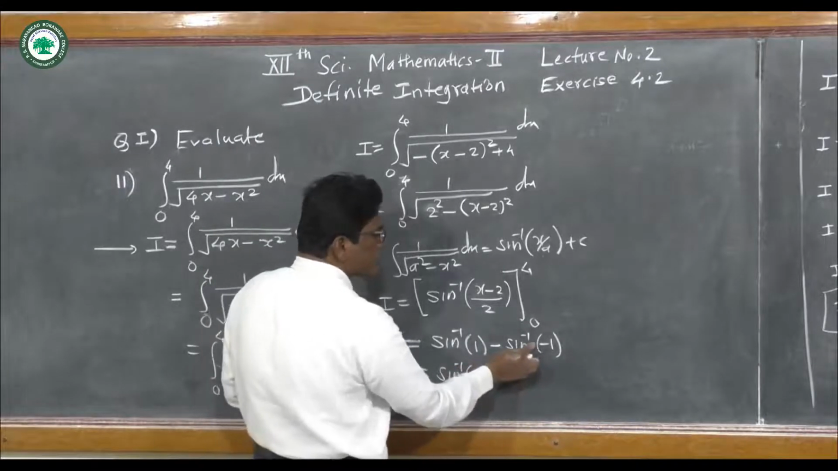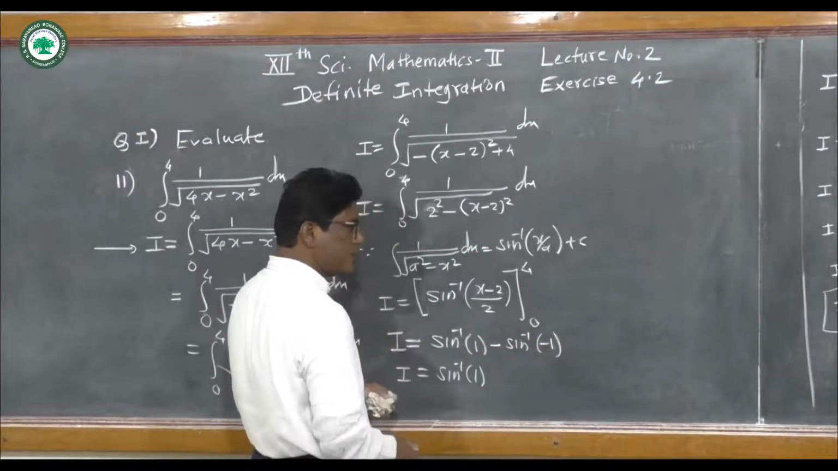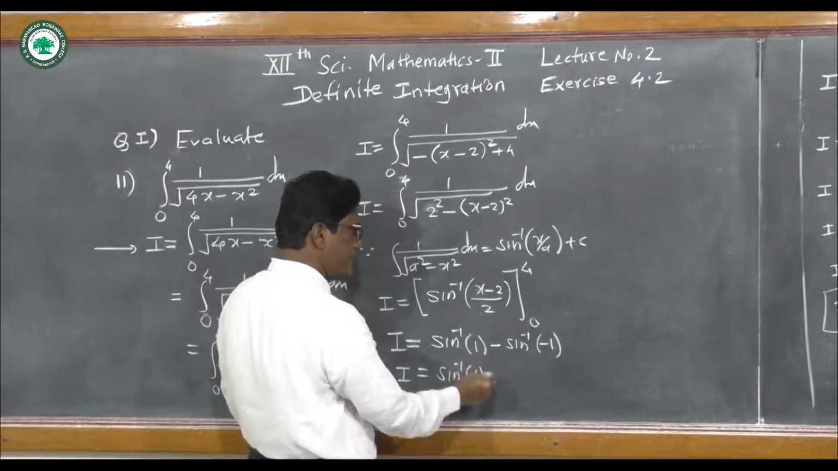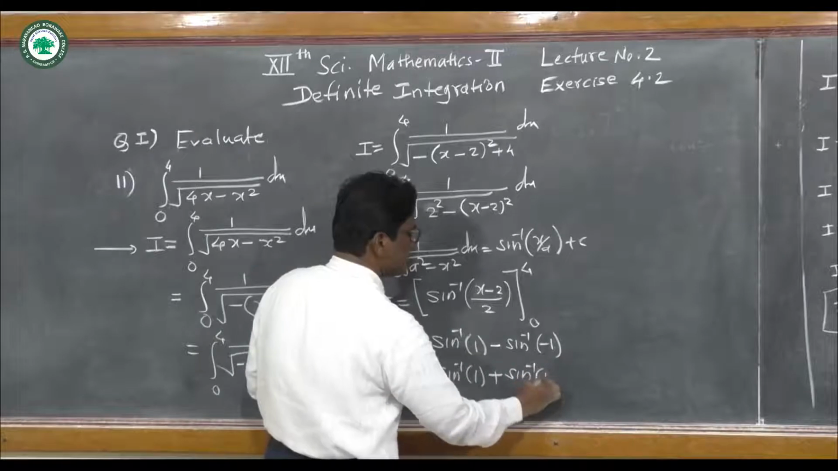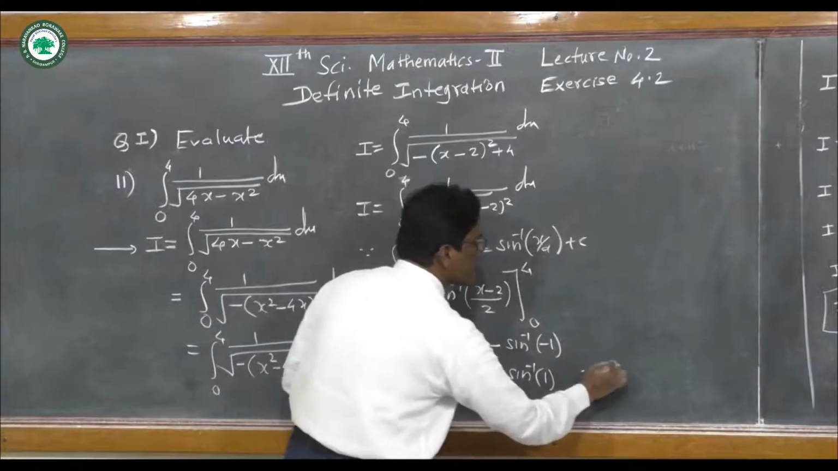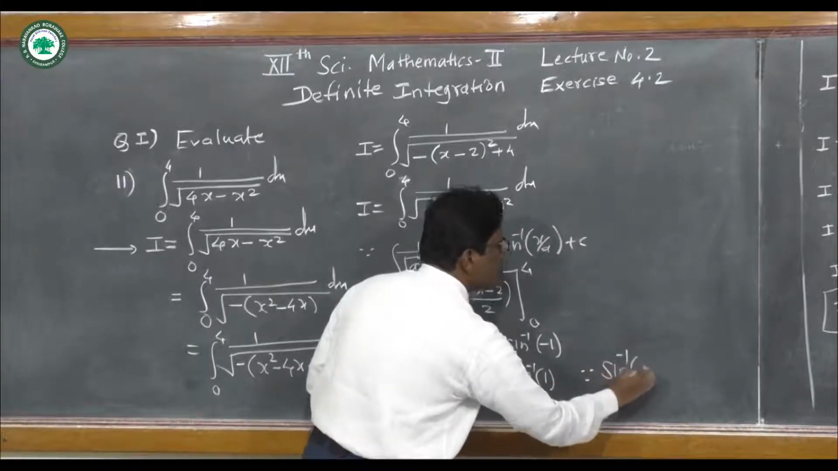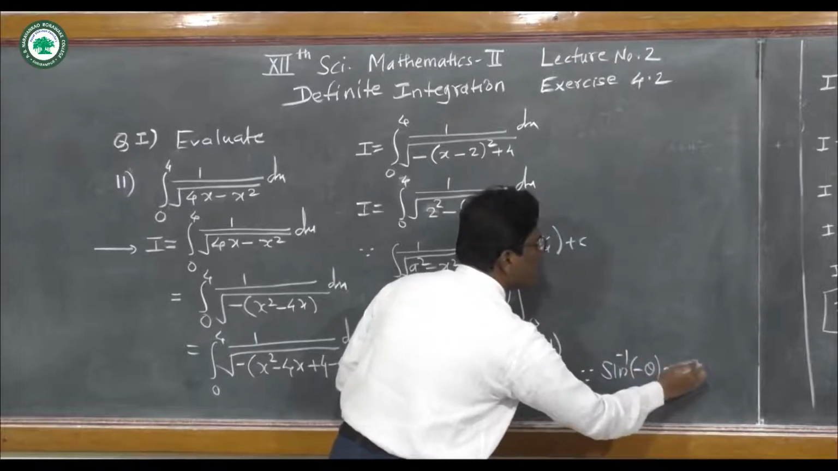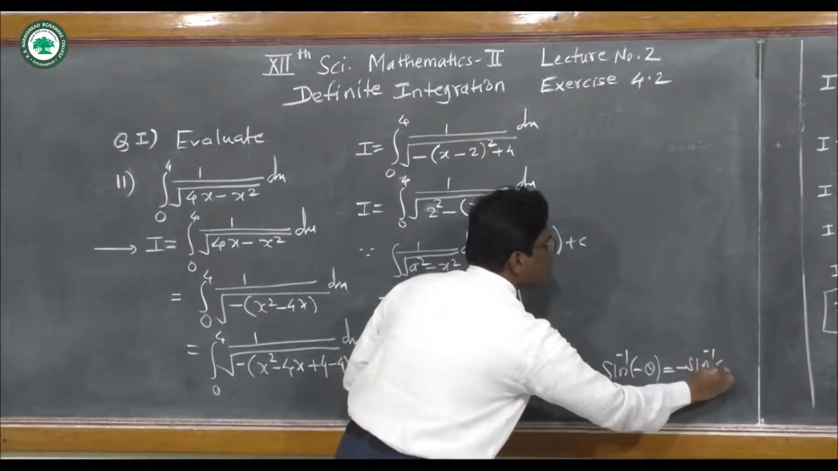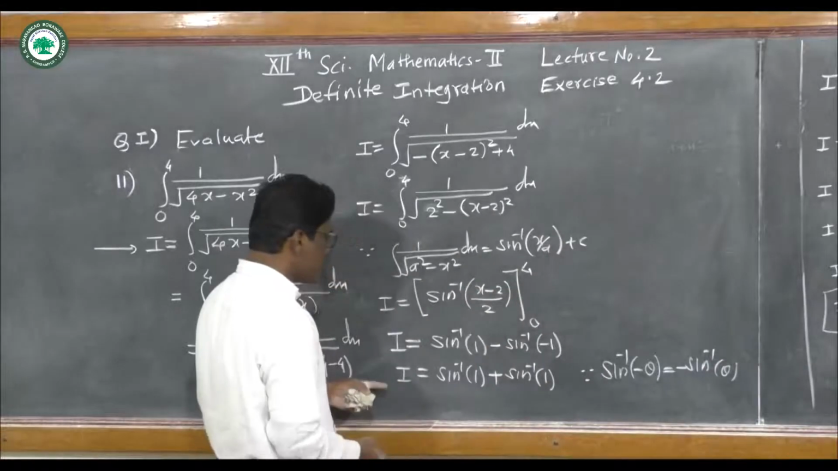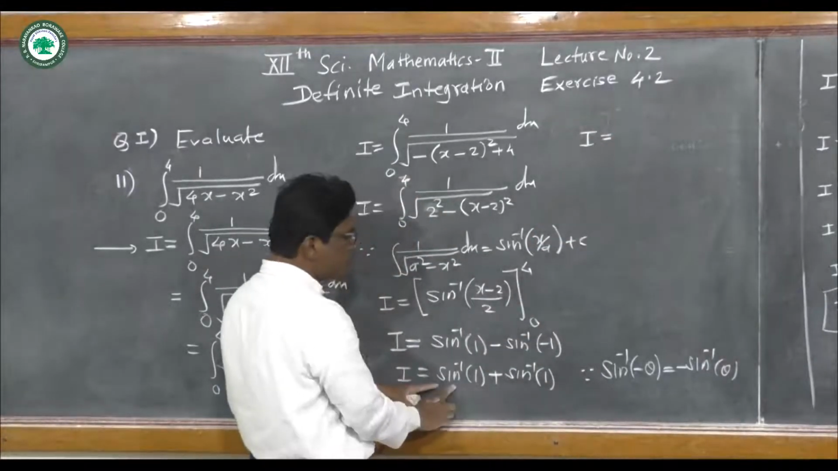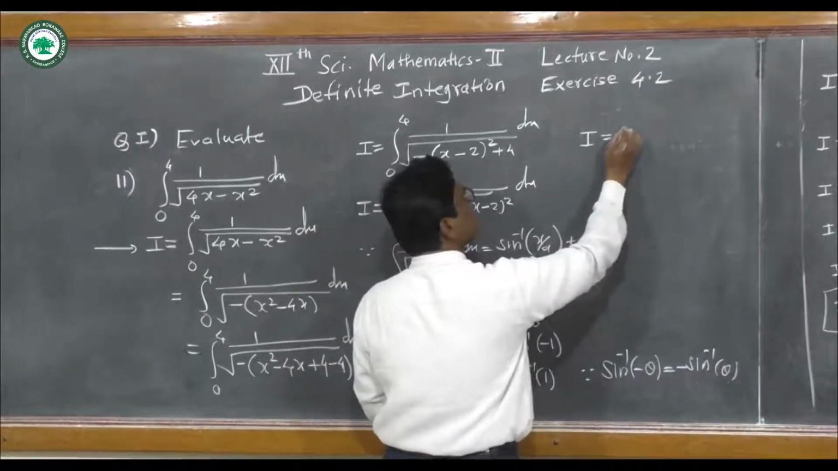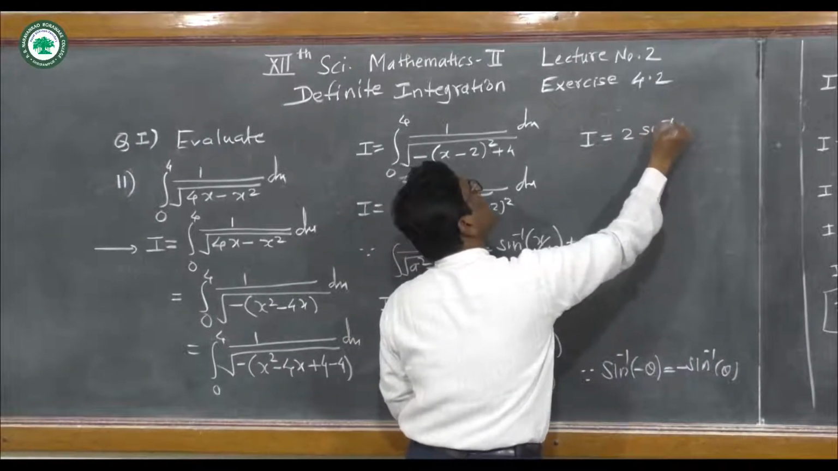And sine inverse of minus theta is minus sine inverse of theta, so minus minus becomes plus. Here we use, since sine inverse of minus theta is equal to minus sine inverse of theta, we know this formula. And so I is equal to sine inverse 1 plus sine inverse 1, that is 2 times sine inverse of 1.